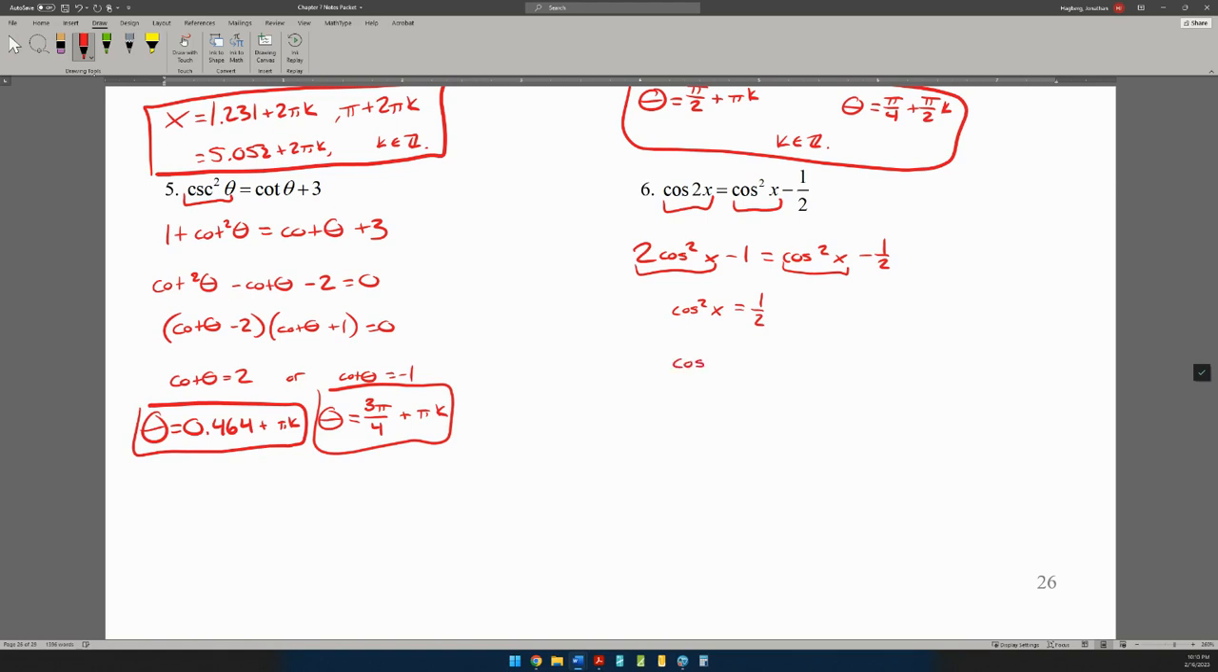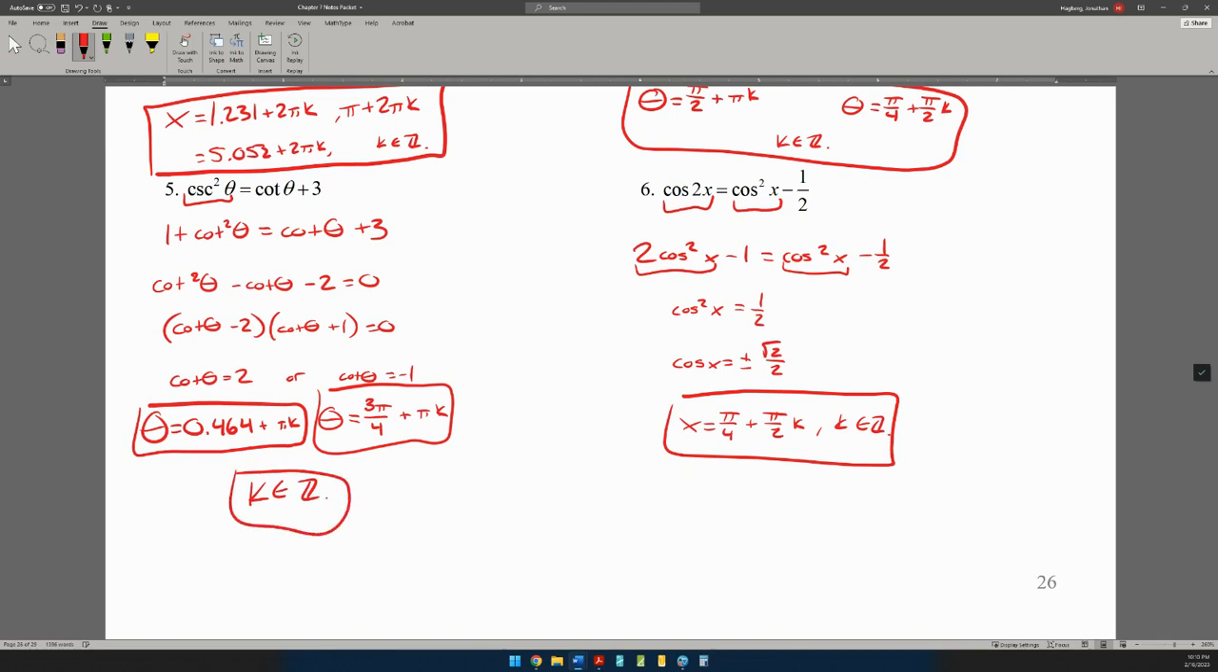Square rooting both sides, we get cosine of x is equal to plus or minus the square root of 2 over 2. And so we get x is equal to pi fourths plus pi halves k. It's those quarter rotations where k is an integer. All right, and we forgot to say that for the last one. k is an integer. All right.